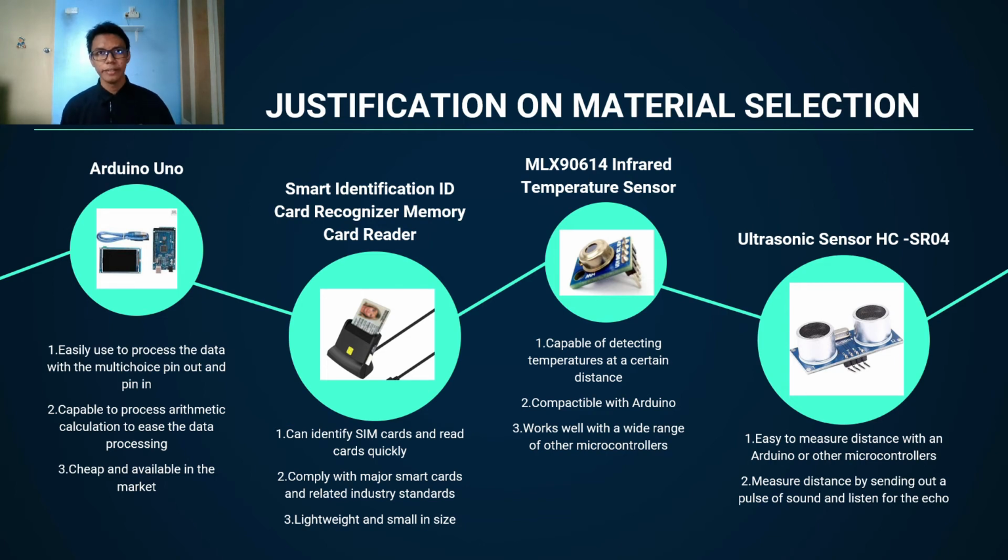Because we assume that the wave has constant velocity, from the velocity and the time from the input of the ultrasonic sensor, the distance will be automatically calculated. So it is very reliable for us to detect movable objects constantly, because it constantly produces waves and constantly detects the values of the distance. So that's all for the justification on material selection.